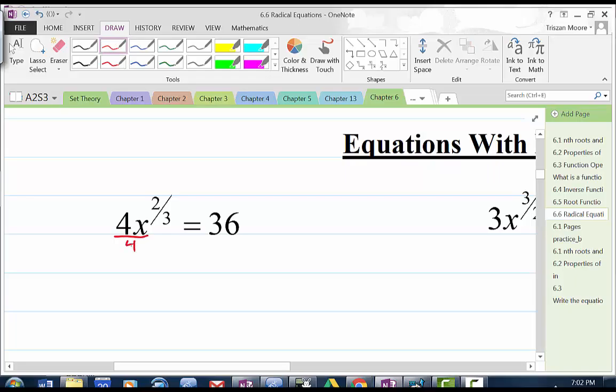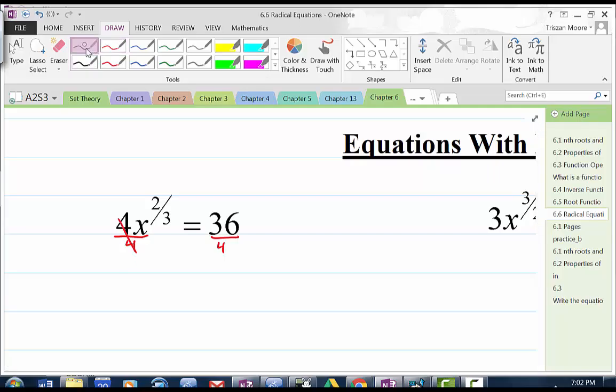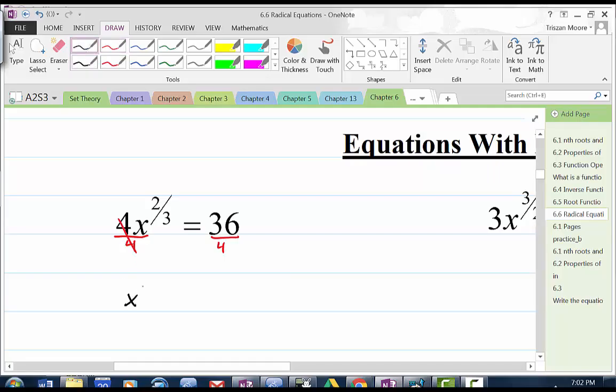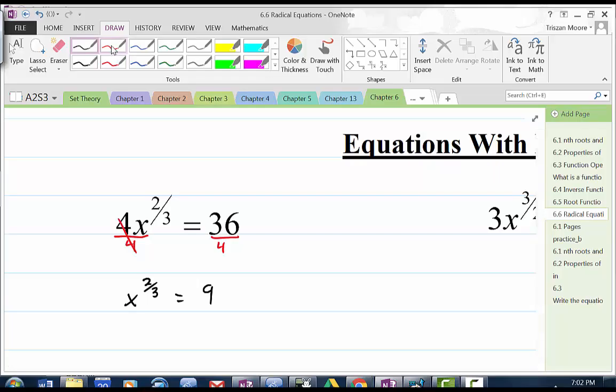Divide by 4. I'm going to divide by 4 on both sides, getting the variable all by itself, right? Cross out my 4. I'm going to say now that x to the 2/3 is equal to 36 divided by 4. Is that 9? I think it's 9.